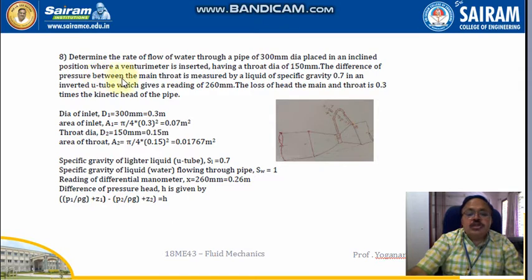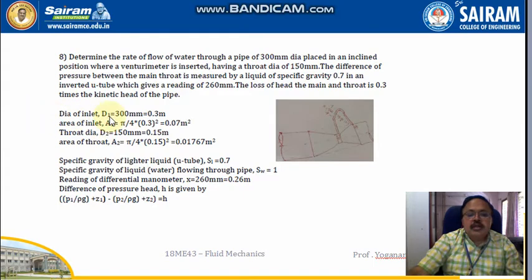So the difference of the pressure between the main and the throat is measured by a liquid of specific gravity 0.7 in an inverted U tube, which gives a reading of 260 millimeters. So the reading in the manometer connected at the main and the throat is 260 millimeter, and it is having the liquid with the specific gravity 0.7, and the loss of head between the main and the throat is 0.3 times the kinetic head of the pipe. So the given data is listed here.